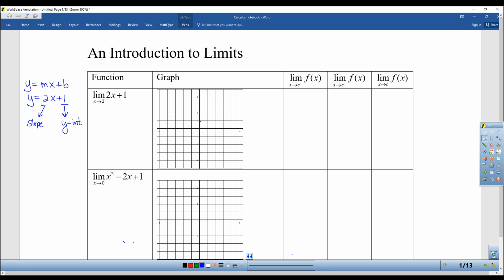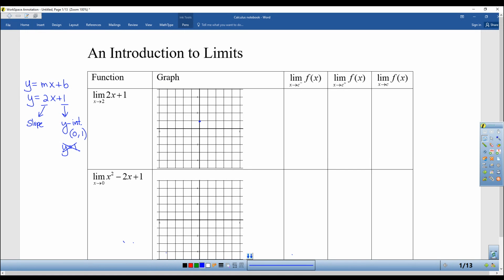Y-intercept of 1. Remember that in this class, whenever you state a y-intercept, if you just state it as 1, you will lose points. It's always the ordered pair (0, 1). Saying y is equal to 1 is a line, not a point. So make sure you do that.